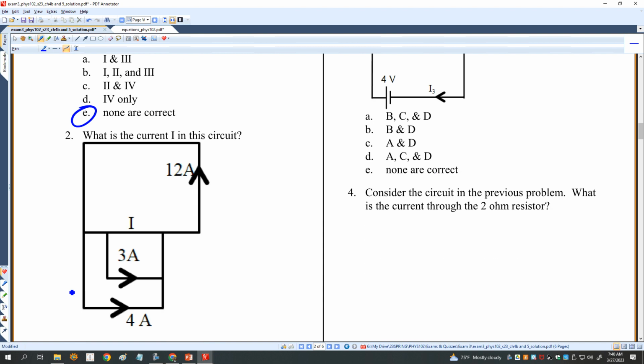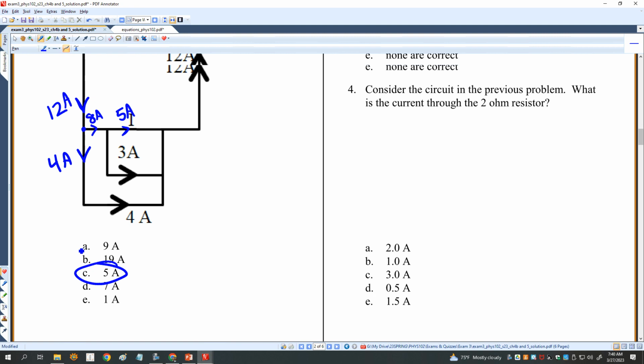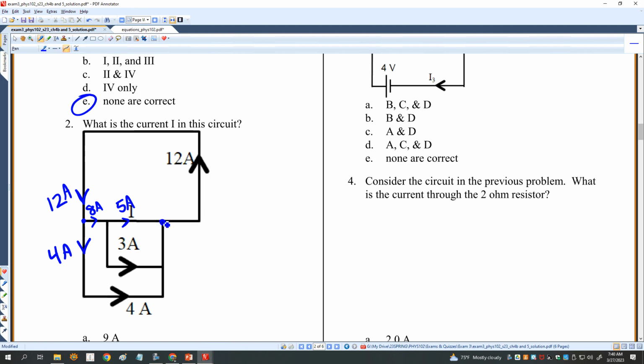All right, what is the current in this circuit? Okay, so I want to know what I is. Well, I know that I have 12 amps coming in here, so that means I have 4 amps going right there. That means that in this little section I have 8 amps, but then 3 amps splits off, so I must have 5 amps here. So that must be the answer. Yeah, so C. But notice I can go at it this other way too. If I have 3 and 4 amps, then I must have 7 amps there. And if I have 12 amps coming out of here, then 7 plus 5 equals 12. So everything is just right, actually.